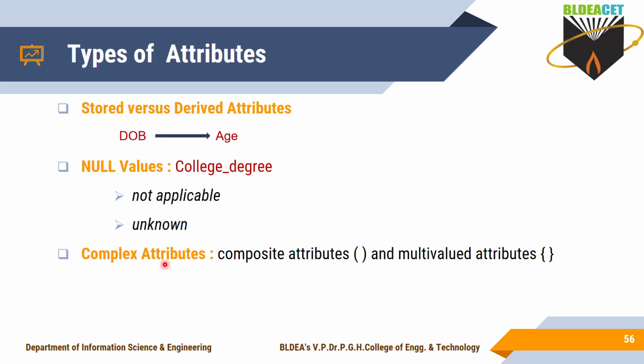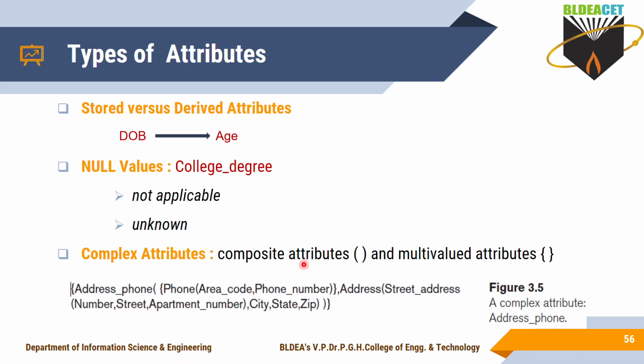Next is complex attributes. Complex attributes are a combination of composite attributes and multi-valued attributes. What are composite attributes? Composite attributes means an attribute you can further divide into sub-attributes. Multi-valued attributes hold more than one value here. So usually it is the combination of both.